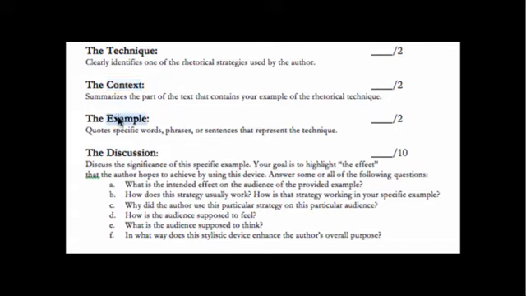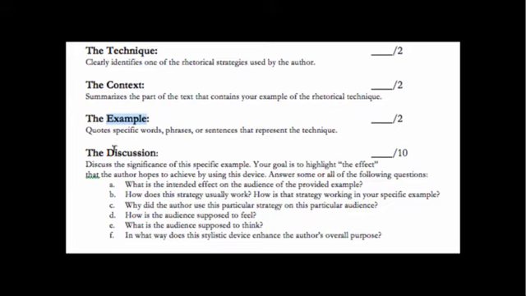And then of course you've got to actually provide that example. So here you're going to use quotation marks and pull some portion of the text out for the reader so they can see exactly what you're talking about. So you're going to want to quote specific words, phrases, sometimes full sentences that represent, in this case, imagery.